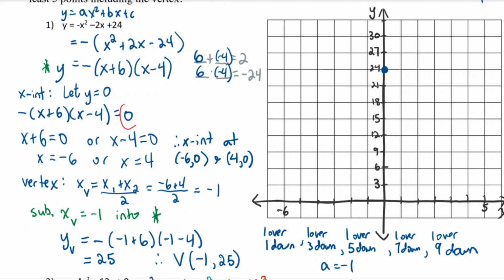The other way we can get 0 is if this bracket is equal to 0, because 0 times whatever gives you 0 once again. So we have x minus 4 equals 0.